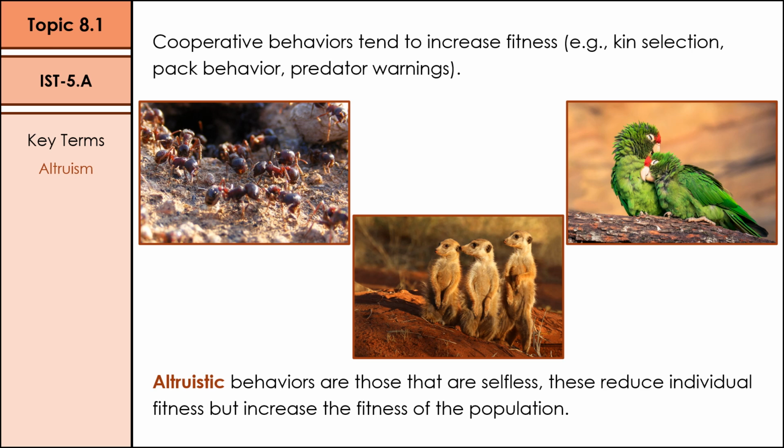And so these are what we consider altruistic behaviors. Altruism is the idea that we're doing something for the good of our society. So altruistic behaviors are selfless. They reduce your individual fitness because you're putting yourself on the line. But overall, the population is gaining an increase in that fitness. We're giving up part of ourselves in order to increase the survivability of our population.